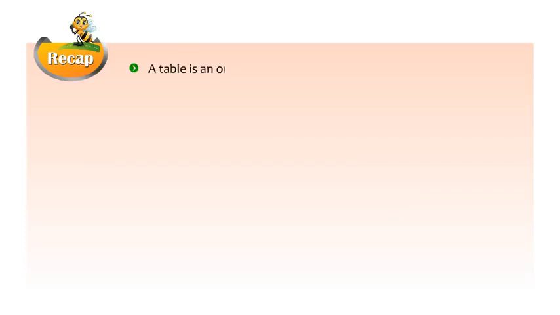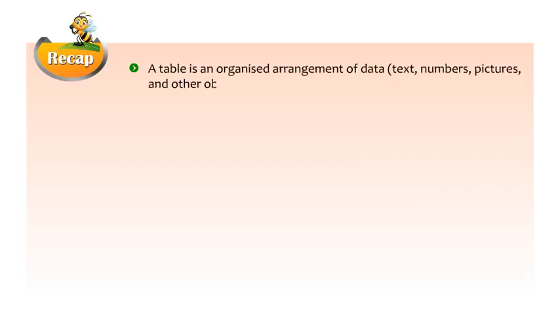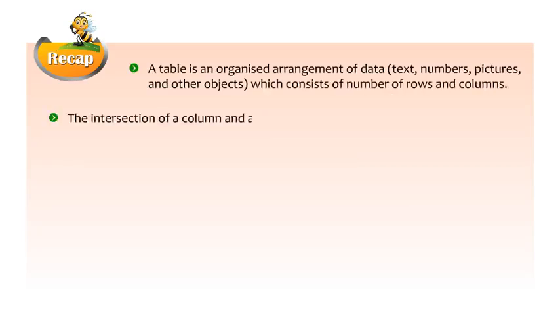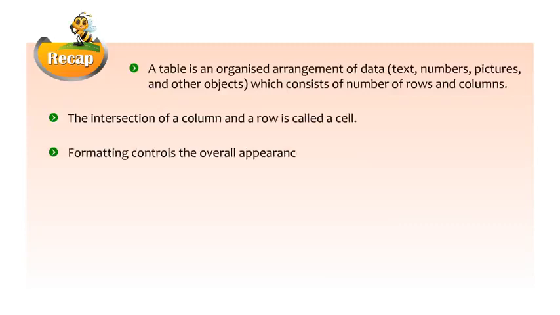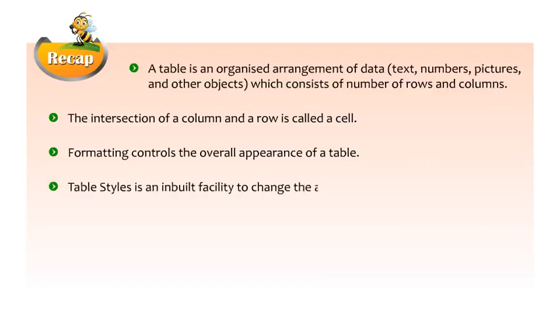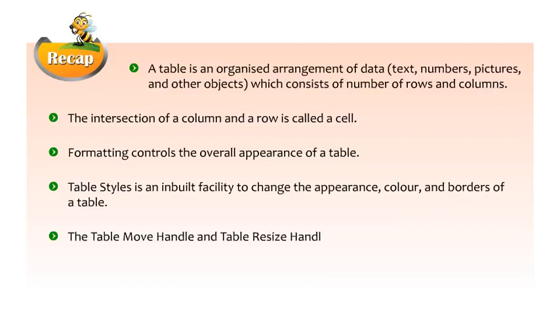A table is an organized arrangement of data, text, numbers, pictures and other objects, which consists of a number of rows and columns. The intersection of a column and a row is called a cell. Formatting controls the overall appearance of a table. Table styles is an inbuilt facility to change the appearance, color and borders of a table. The table move handle and table resize handle are used to move and resize the entire table respectively.